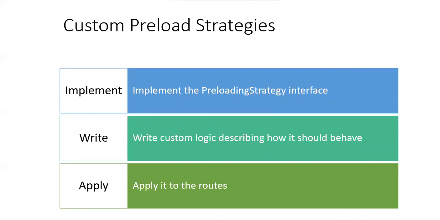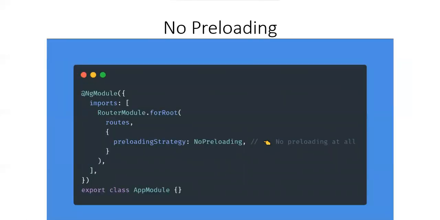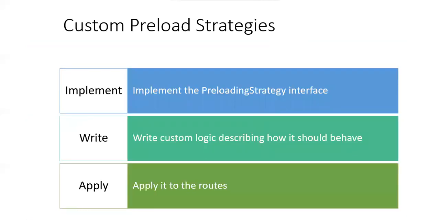So how can we create our custom preload strategy? We have seen how we can do no preloading as well as preloading everything. Basically, we need to import the PreloadingStrategy interface from @angular/router, and then implement that preload strategy, write your custom logic describing how it should behave, and apply it to the routes. Basically, these were the three things: implementing the preload strategy, writing custom logic, and then applying it to the routes.